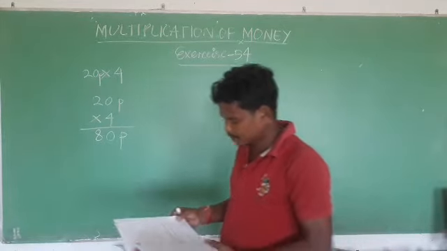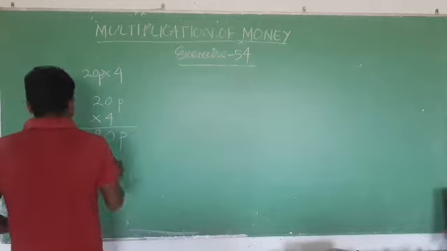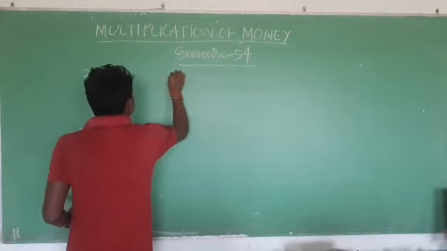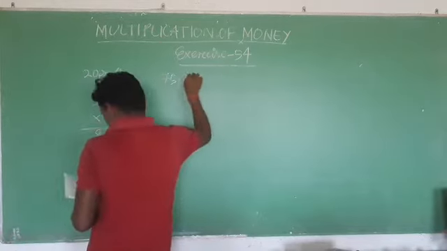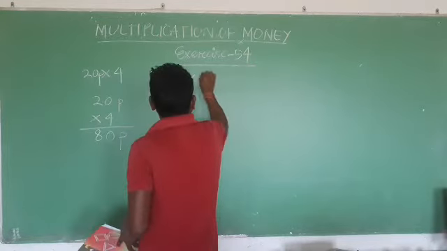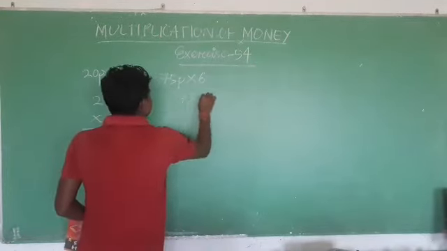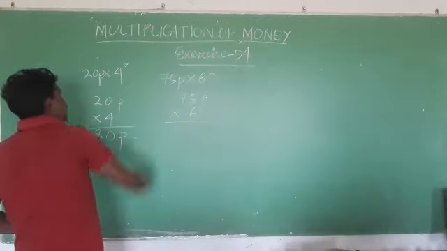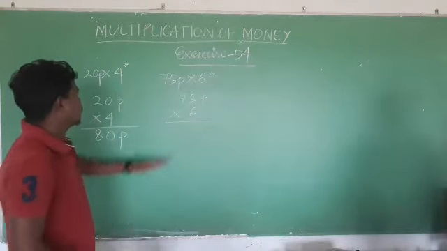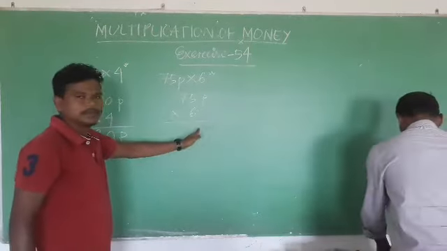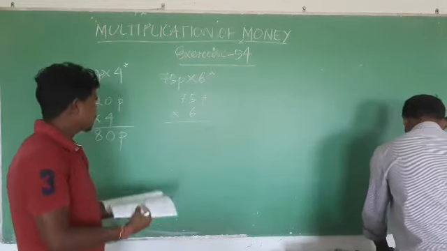Suppose saying 75 paisa into 6. Okay, right? 75p into 6. Okay, 6 is again one number. Here is also one digit number. So 6 will be written below the ones place digit. Okay, below the ones place digit.